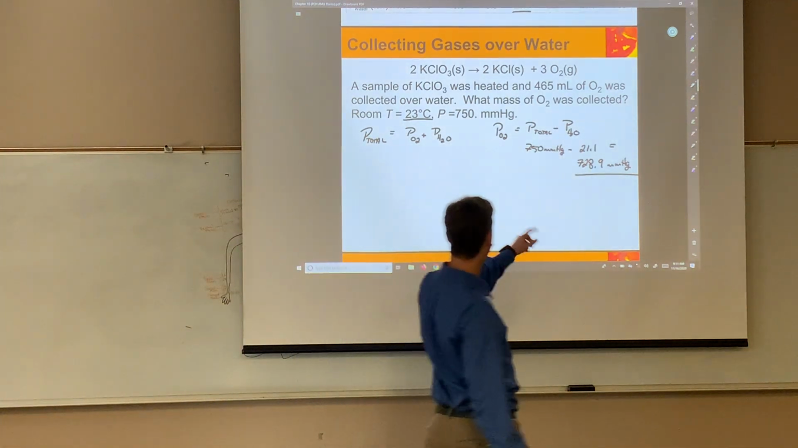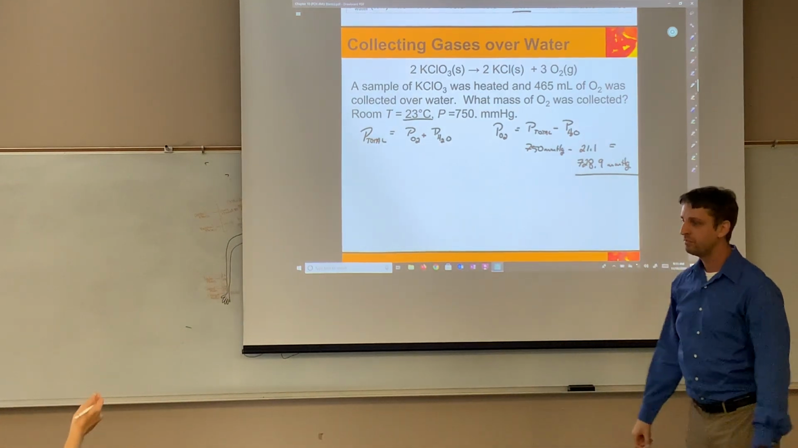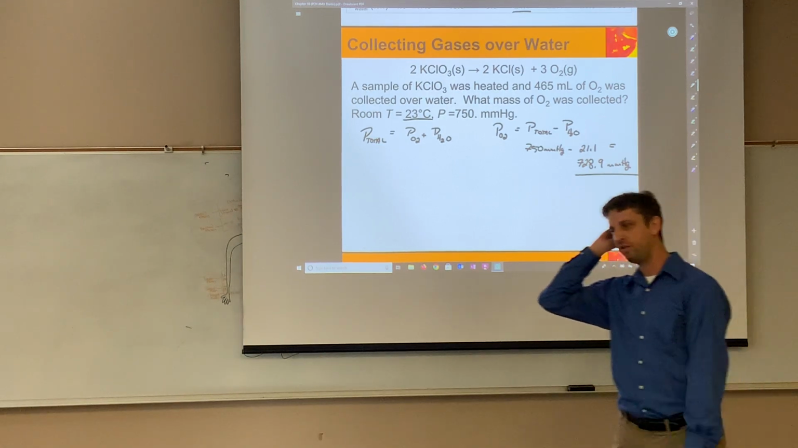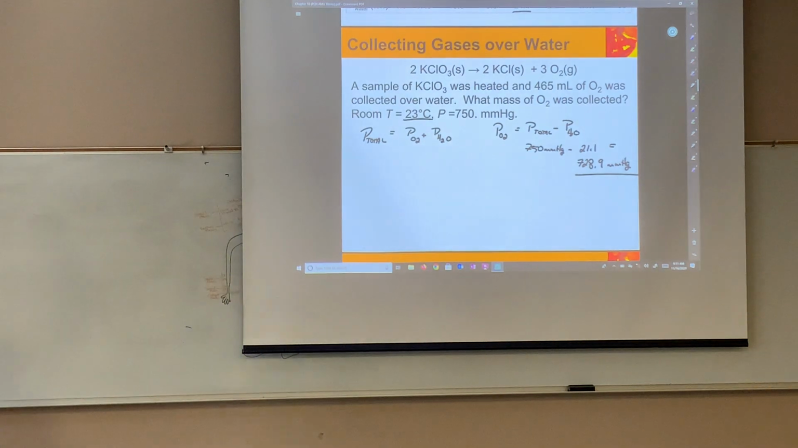Can we actually do anything with that? Yep, this is our pressure of O2. Yeah, but we can't convert that into anything usable. What do you mean? Convert it into atmospheres or torr or whatever. We don't have a conversion for that. Okay, look it up. One millimeter of mercury is equal to one torr. Right? So 728.9 millimeters of mercury is equal to 728.9 torr? Mm-hmm.